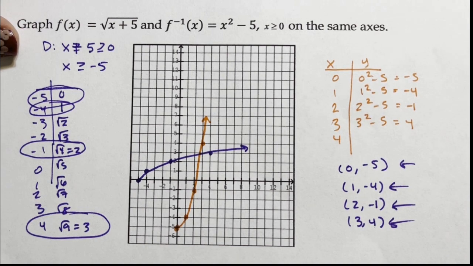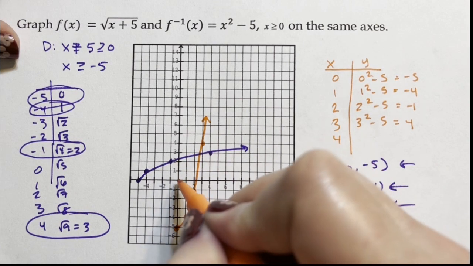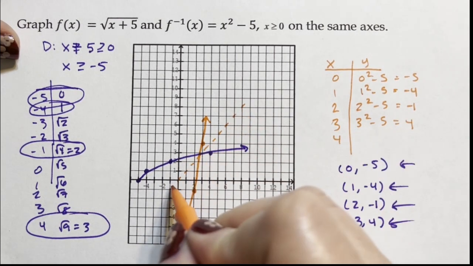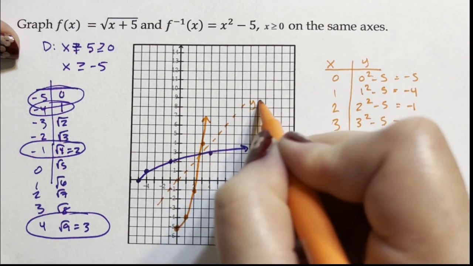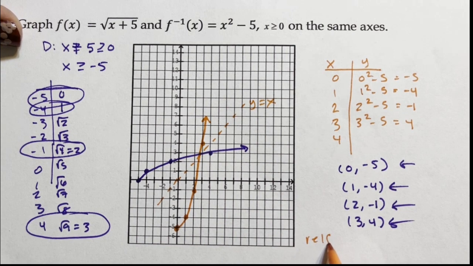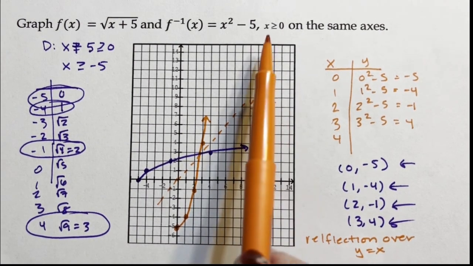More than that, when you graph inverses, you're reflecting over the line y equals x. And if you look at these two graphs, they are a reflection over y equals x.